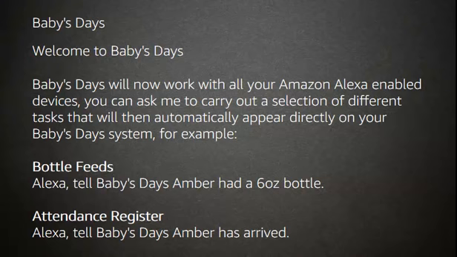The first thing you need to do is go to the Amazon store, download and enable the skill on your Amazon Alexa app on your mobile device. Once you have enabled the skill, you can then ask Alexa to open Baby's Days on your device.